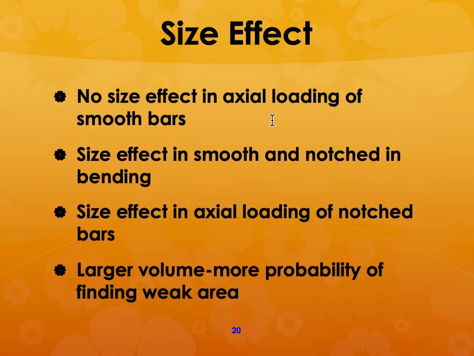Okay, so if you have a smooth sample, then there is no size effect, whether it is a small sample or a big sample. But if the sample is in bending, then there is a size effect whether it is smooth or notched. If there is a notch bar, then there is a size effect in axial loading of notch bars. So that means if you take a larger sample, it will fail much faster than a non-notched sample.